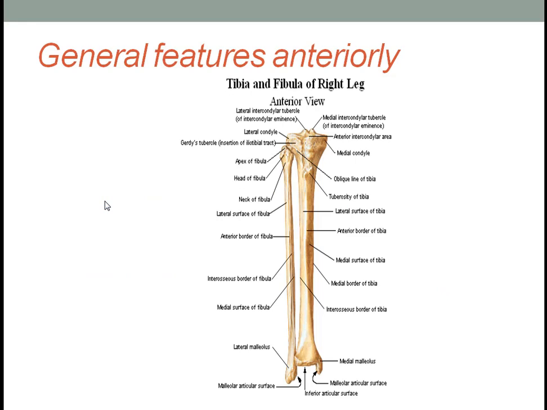Here we can see this diagram. This is the medial condyle of the tibia, and this is the lateral condyle of the tibia. Here we have a small tubercle. We call it Gerdy's tubercle, for insertion of the iliotibial tract. We are going to talk about it later.